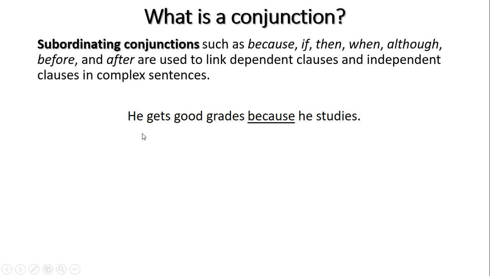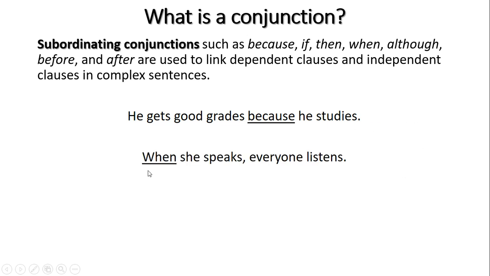Here's my sentence. He gets good grades because he studies. He gets good grades. That's my sentence. He gets good grades. This is my independent clause. Because he studies is my dependent clause. And so since I have a dependent clause here, I'm going to use the word because in this situation. But notice there's no comma here. If you start a sentence with an independent clause, there's no need to put a comma when you have that dependent clause.